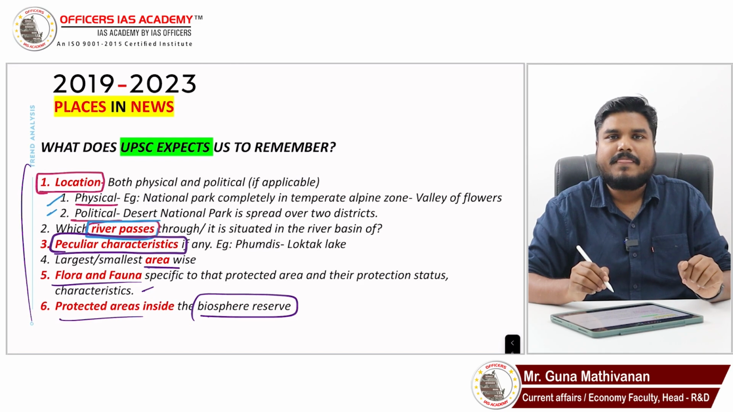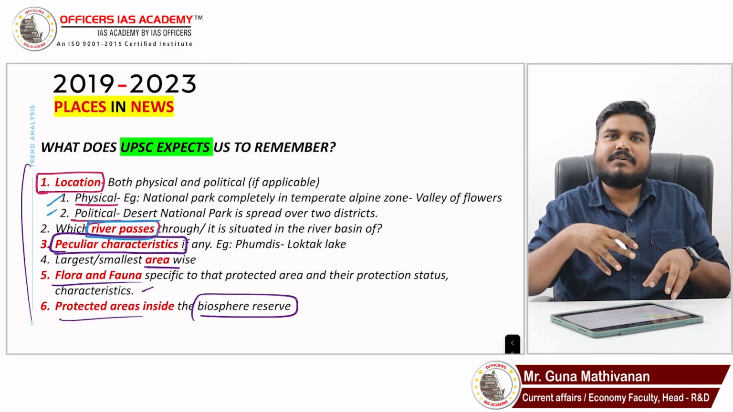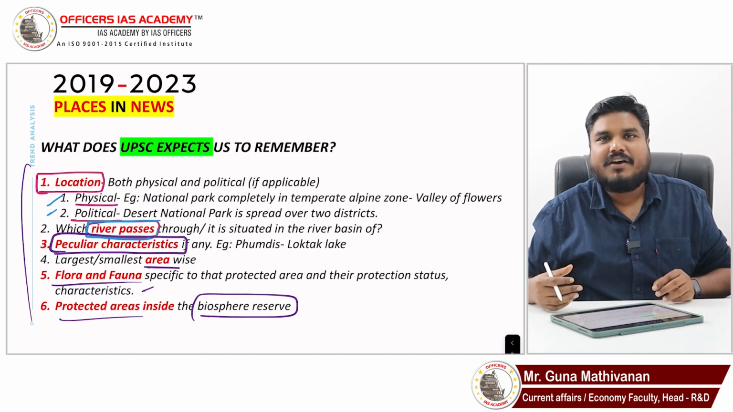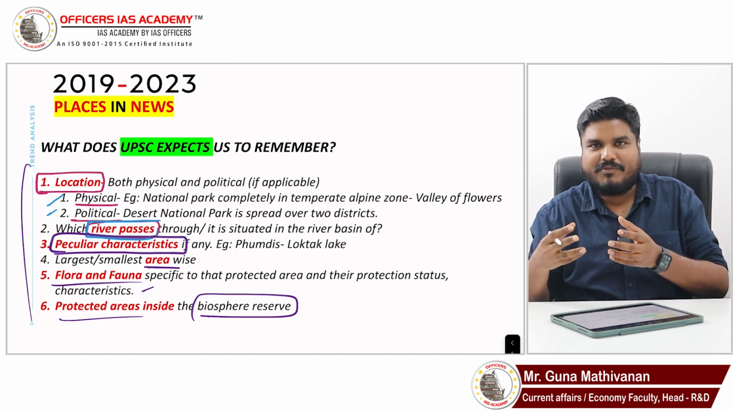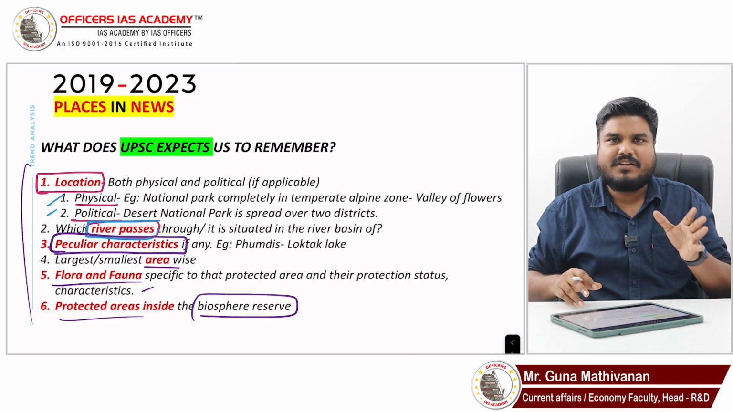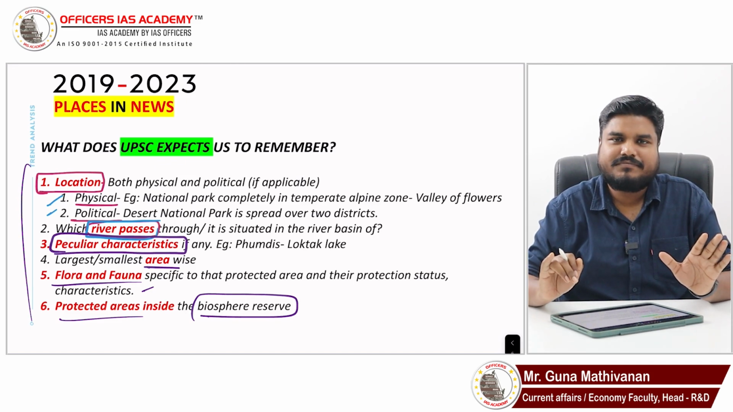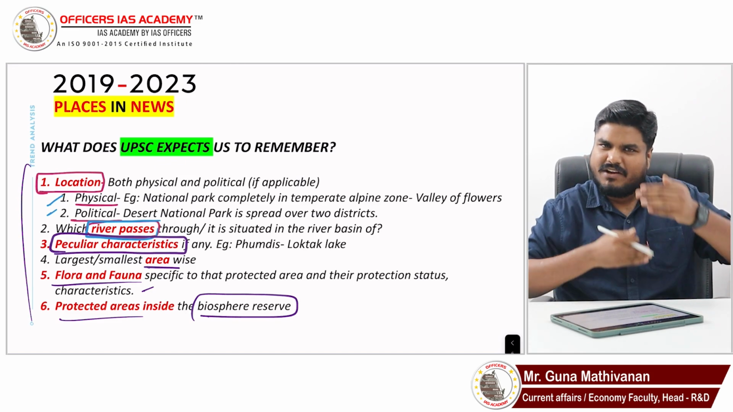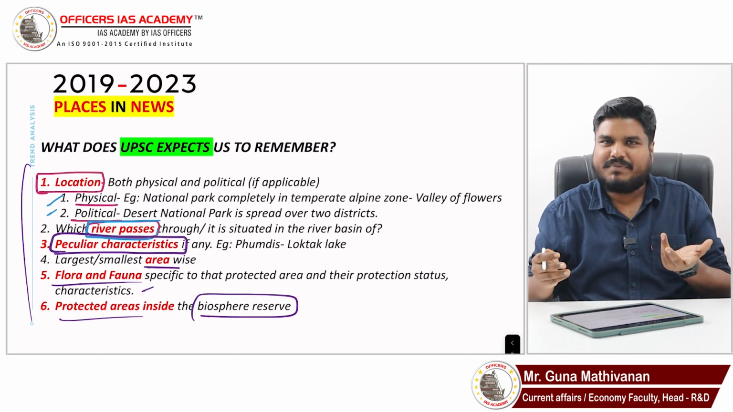Then finally, just find out if that national park is a part of any bigger biosphere reserve, or you come across a biosphere reserve, then know what are the other national parks, reserves which are located within that biosphere reserve. That you have to know. The 6 areas you have to know. Now, it is based on the 6 areas we see questions getting repeated.